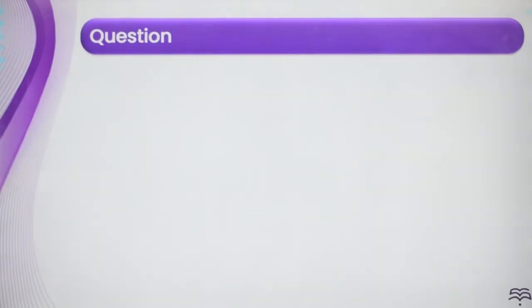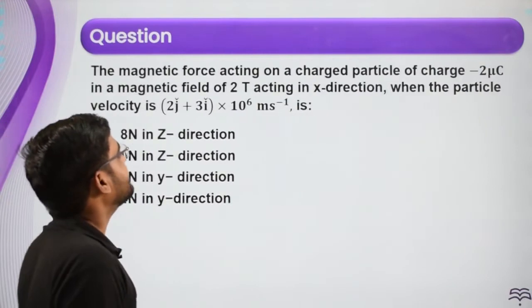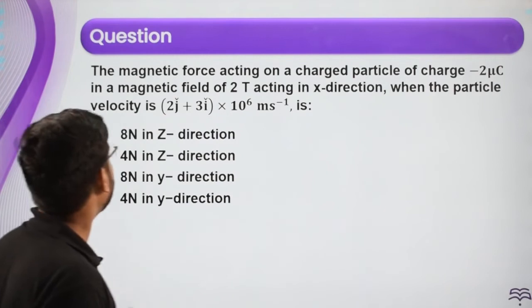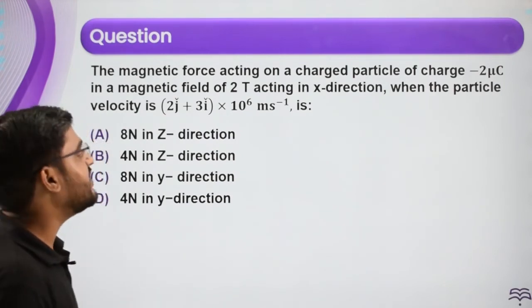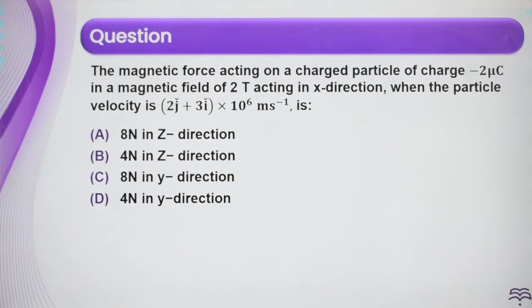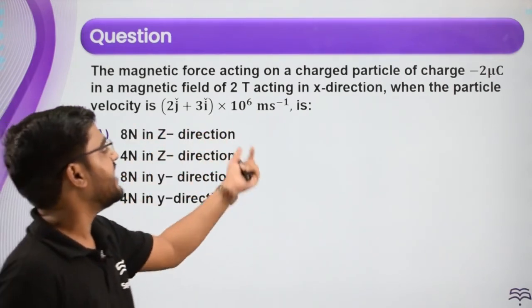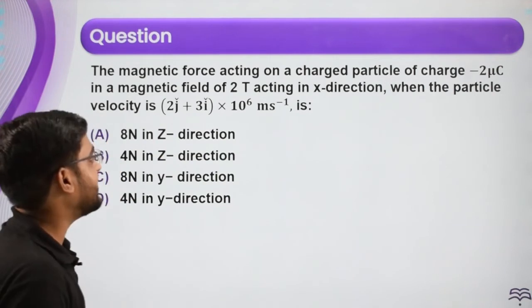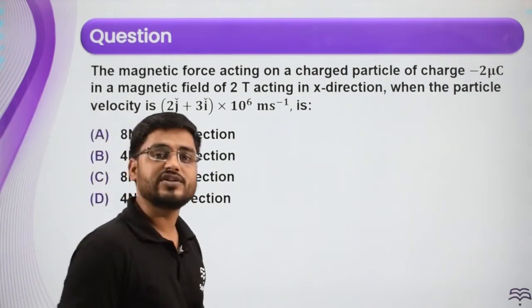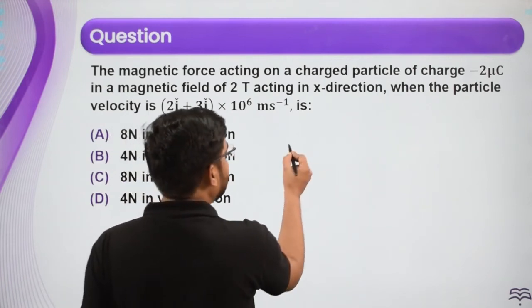Now let's have a look at the question. This question says the magnetic force acting on a charged particle of minus 2 microcoulomb in a magnetic field of 2 Tesla, which is acting in X direction, when the particle's velocity is 3I plus 2J into 10 raised to power 6 meter per second is. So how much is the magnetic force? We know that magnetic force is Q V cross B, right? So let us just write all the parameters.